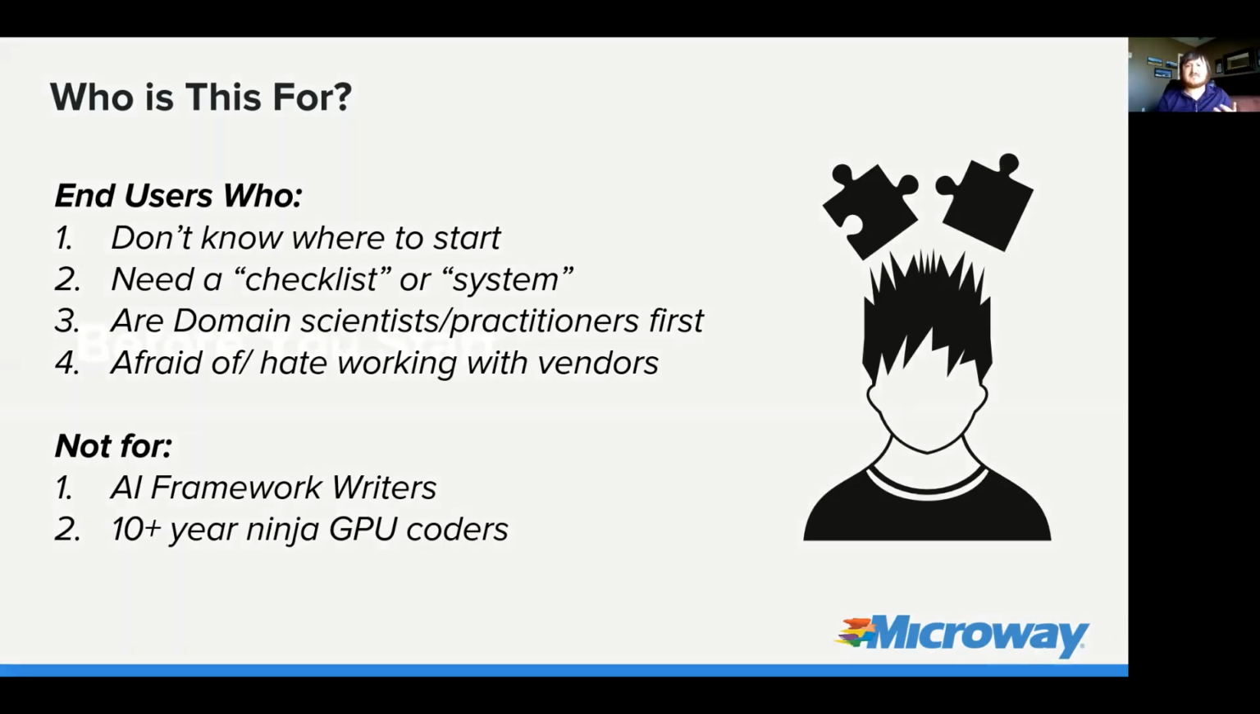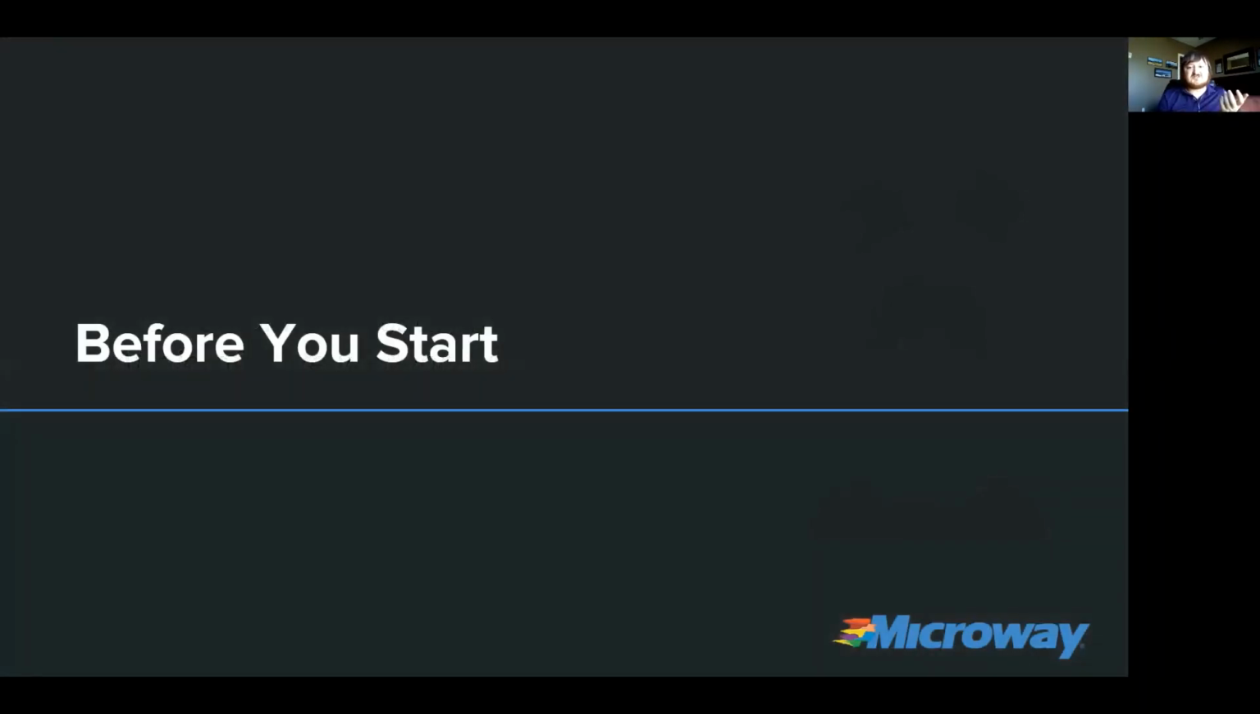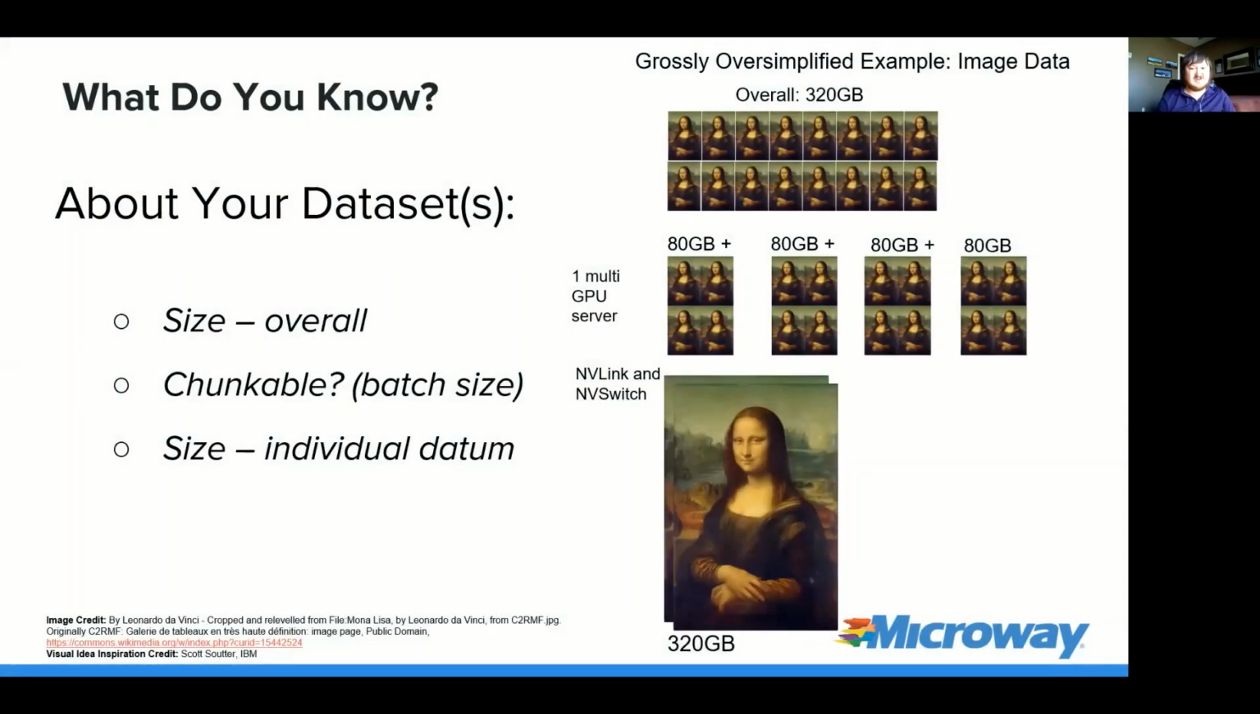So, the first question to ask when architecting a system before you start is pretty simply, what do you know? What do you know about quite a few things? So first subset of that is, what do you know about your data set? How about its size overall? Does it fit into a single GPU? What kind of GPU? Or is it definitely a number of GPUs? Or is it so large that it's a multi-system? What is the overall size of the data set in aggregate?